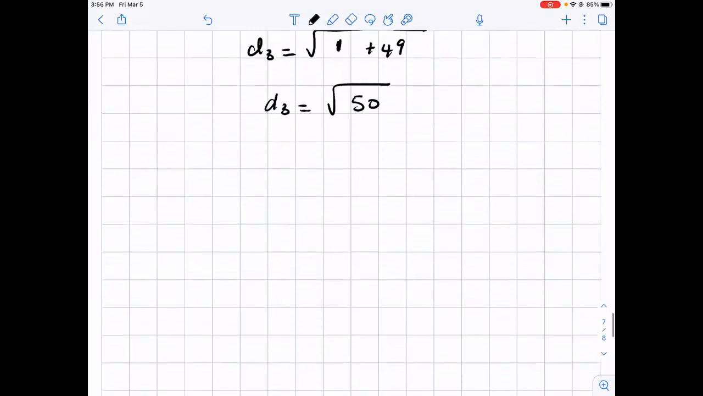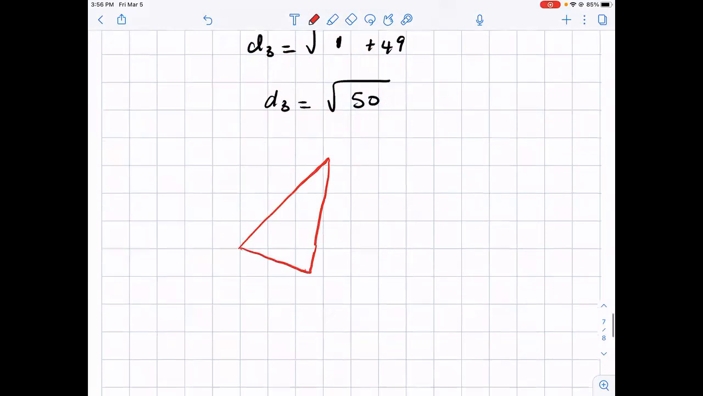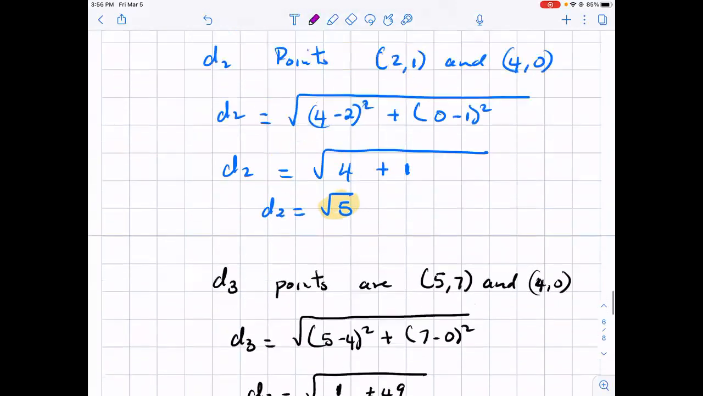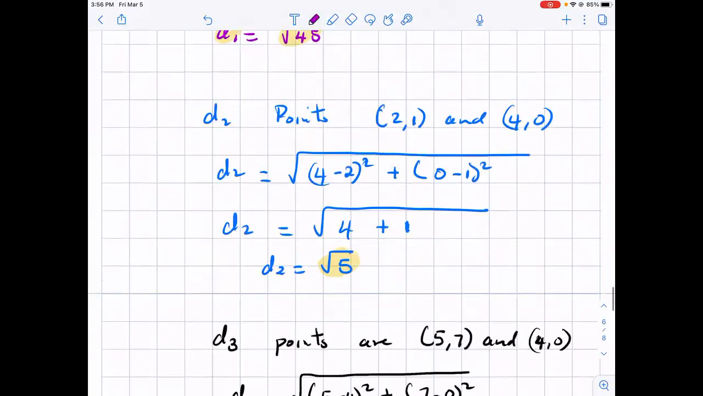So what do we have now? We have a triangle, and we know that these points here, so that's what my triangle had looked like above there.